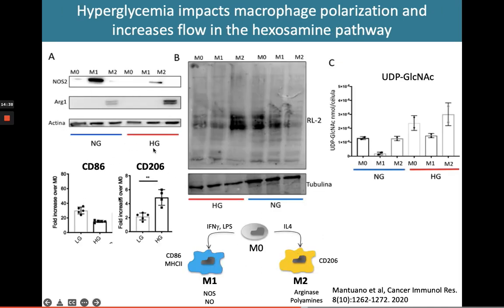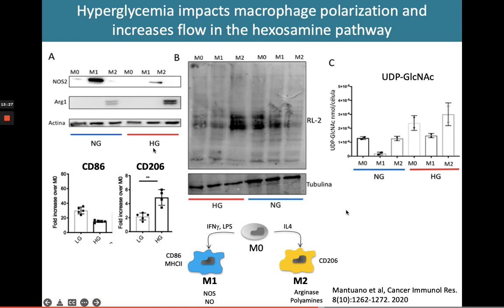So here we can see the markers of M1 and M2 macrophages. And we see that the macrophages that were cultured in hyperglycemia express more arginase than the ones grown under normoglycemia. So they are more M2, while the macrophages under normal glycemia express more nitric oxide synthase. And the macrophages under hyperglycemia express more CD206 and less CD86. So remember, they are more M2-like macrophages.